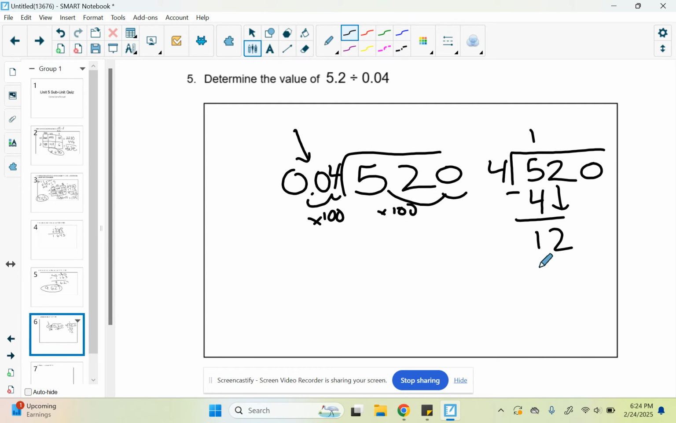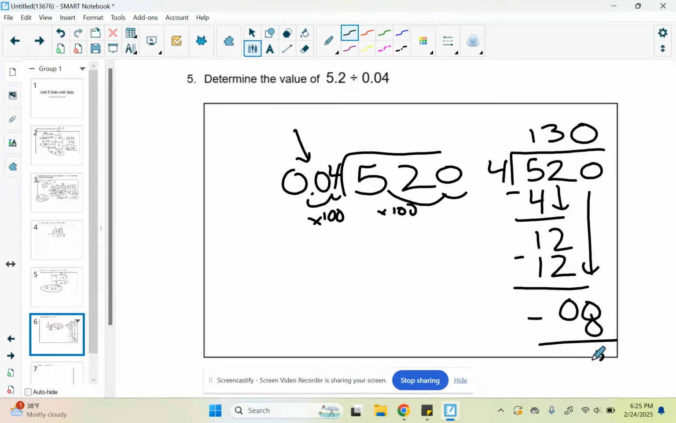Now you need to ask how many 4s make 12. That answer is 3. 4 times 3 is 12 exactly. Subtract, you get 0. Bring down the other 0. Now, how many 4s make 0? Again, that answer would be 0. If you want to say 4 times 0 is 0, subtract, you get 0, that is also perfectly fine. All of our numbers are brought down. We don't have a remainder, so we are good to go. Our quotient would be 130.